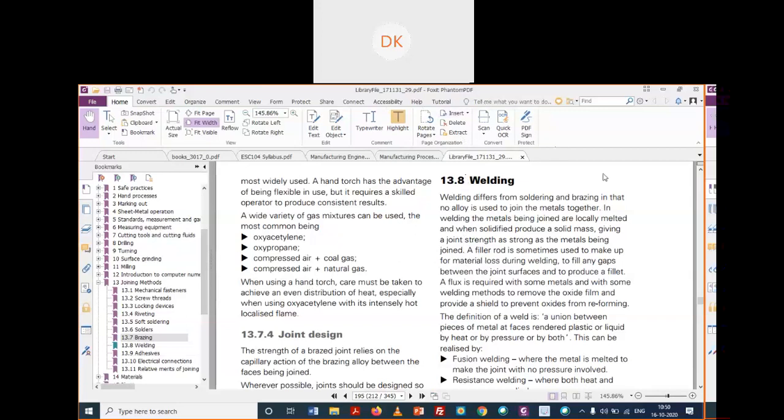Is there any confusion up to this? Okay. If there is no confusion, I will proceed. So we'll now see the welding processes.